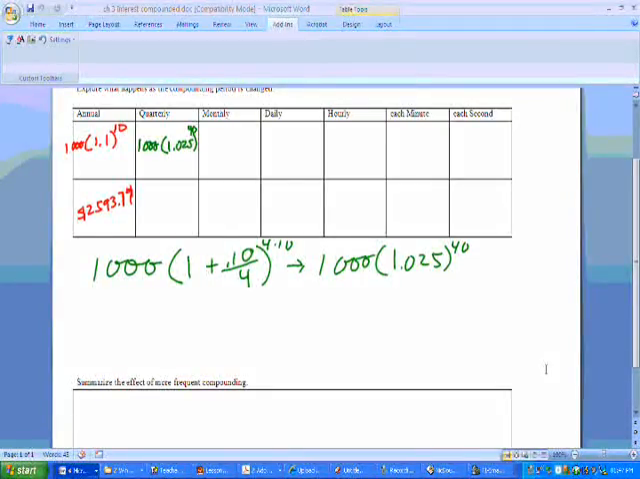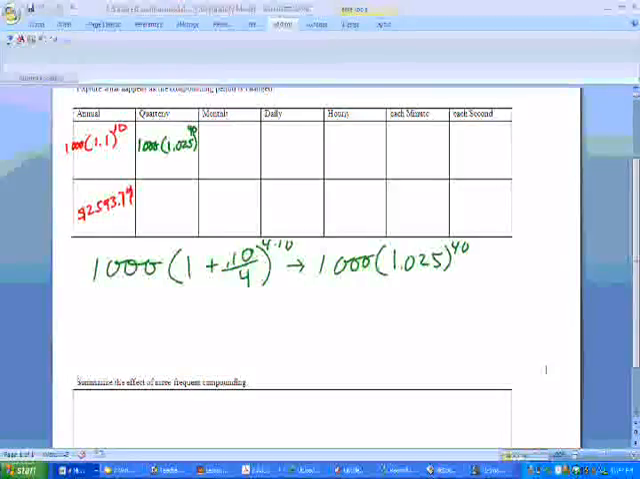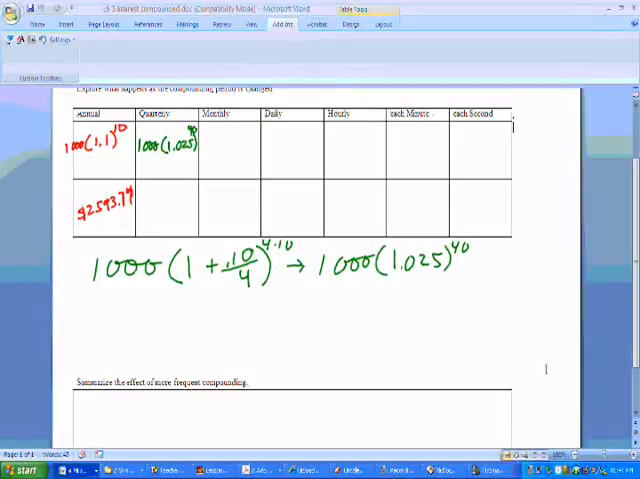What do you guys get when you looked up from now? 2,685.06. You're clearly doing better if you get quarterly compounding than if they just do it once a year.